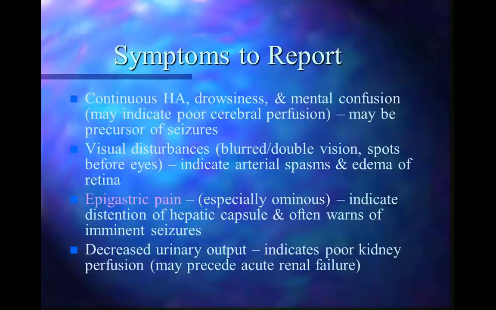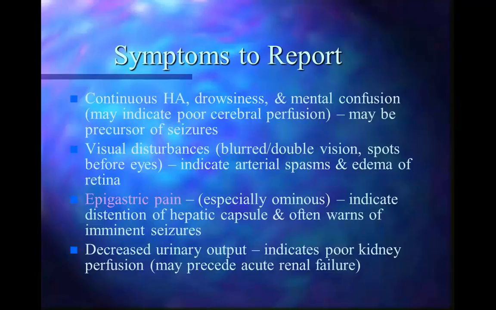We teach them to report any visual disturbances, blurred or double vision, or any spots before their eyes, and this is indicative of arterial spasms and actual edema of the retina. The epigastric pain, this is an especially ominous sign, and this indicates that there is distension of the hepatic capsule, and this also often warns them of imminent seizures.